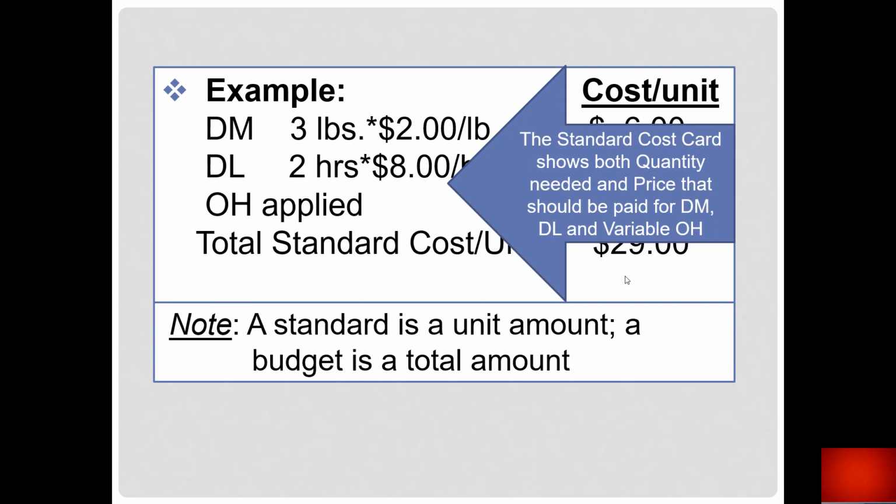So once again, you can see that there is both a quantity and a price for each of the elements of production on a standard cost card. Keep in mind that a standard relates more to a unit while a budget is a total amount. The two do work together because obviously a standard would help you prepare your budget.